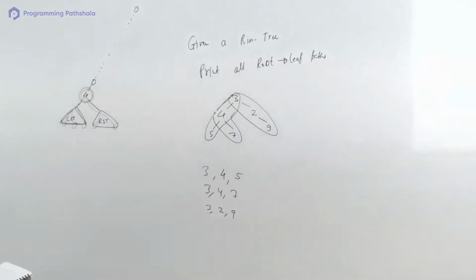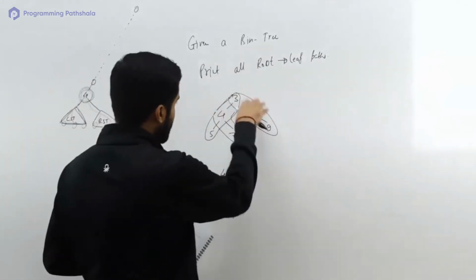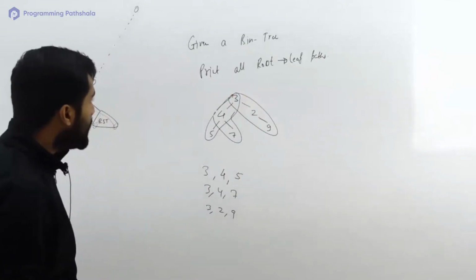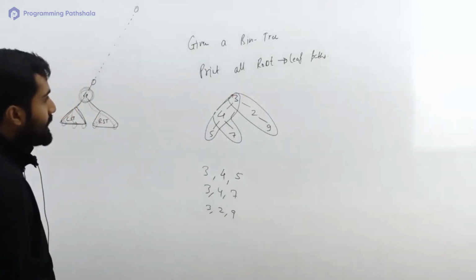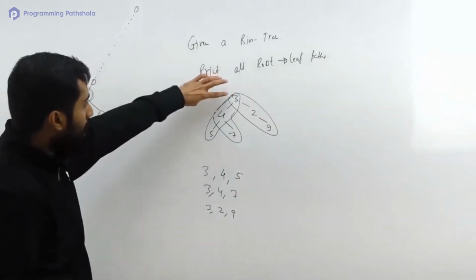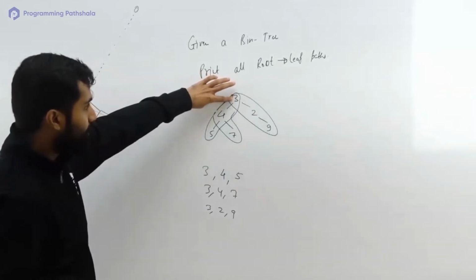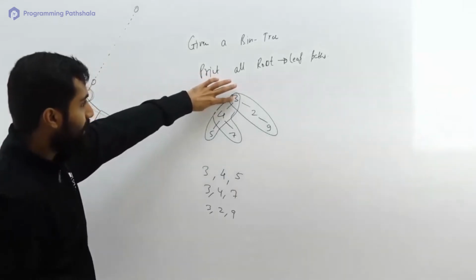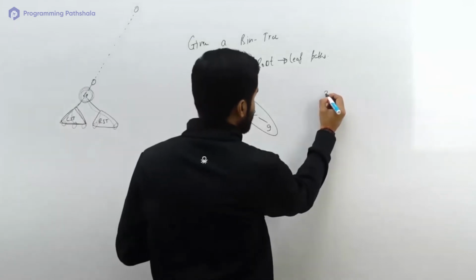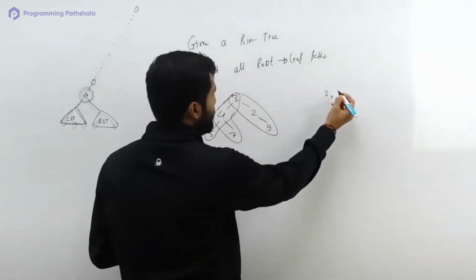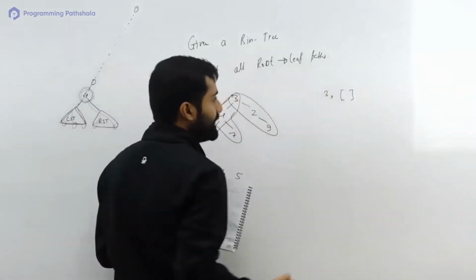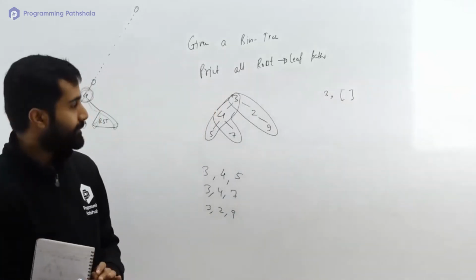So let's just take a quick example. I'll draw. So look at this particular tree. What I'm going to do is I'm going to make a call at this particular node. When I make a call at this particular node, let me draw it. Let's say this node is 3. And I'll pass over here an empty list, an empty array, whatsoever you say.